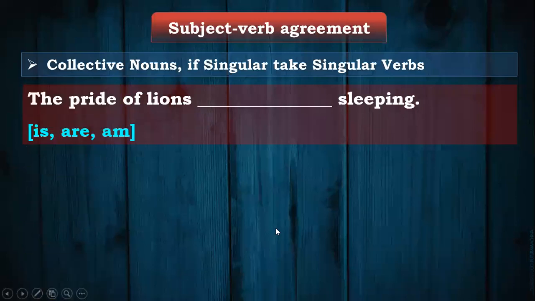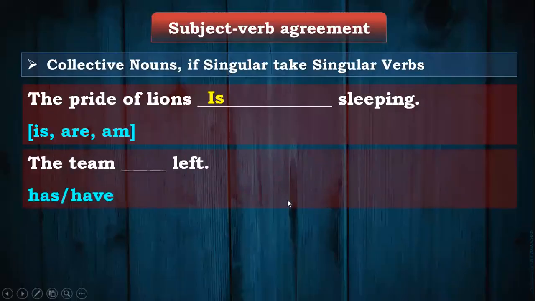So isn't it easier now to realize? Here we go with the next one, that is the team dash left. Come on, tell me, which is it? The team has left, because here the team is nothing but a singular noun, isn't it? I'm considering the team as a single unit. Who has left? The team has left.